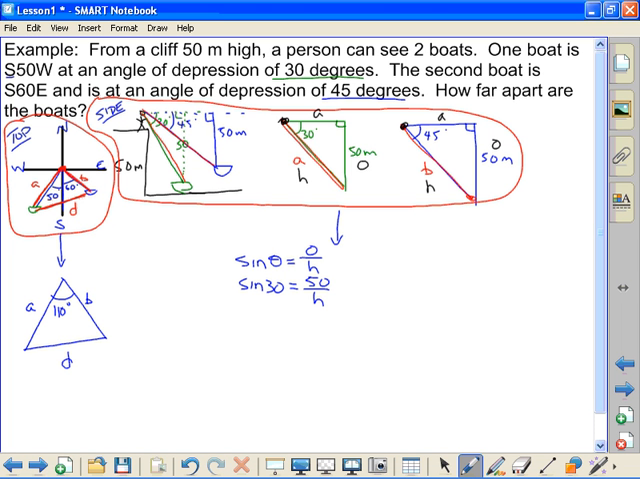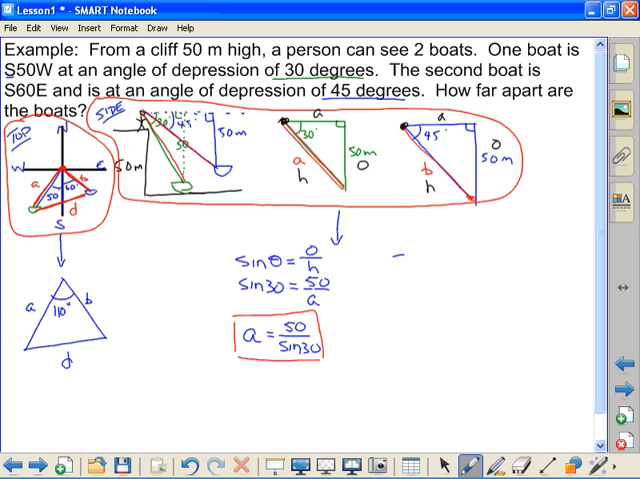And I want to solve or isolate for my H value, which I should have switched to a variable A. So I want to solve for A. Well, A is equal to 50 over sine 30. Okay, so my opposite divided by hypotenuse. Hypotenuse is what I want. So there is my A value.